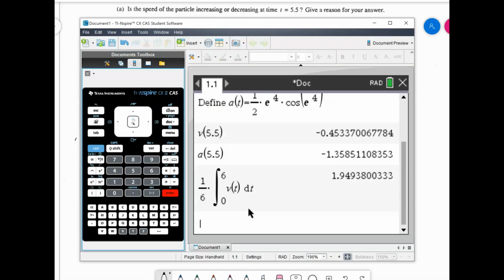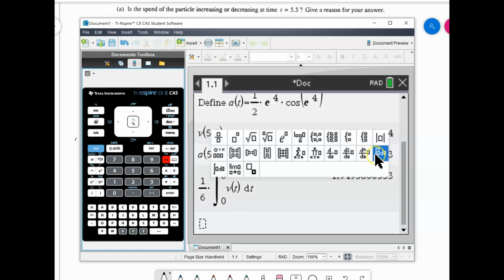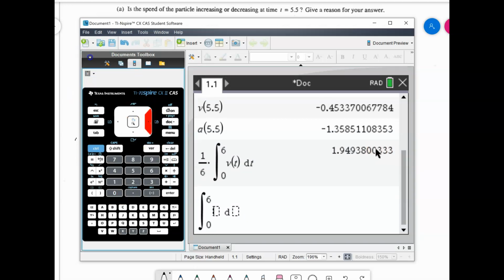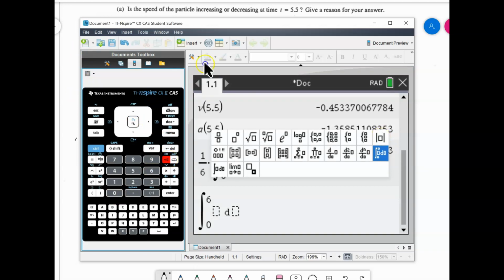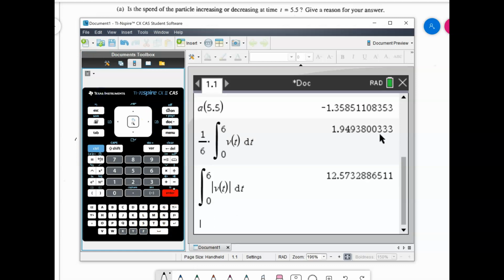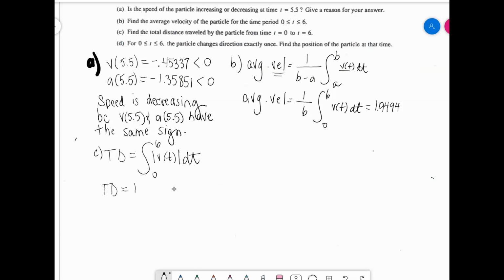So it's the integral from 0 to 6 of the absolute value of velocity. Which is 12.573. 12.573.